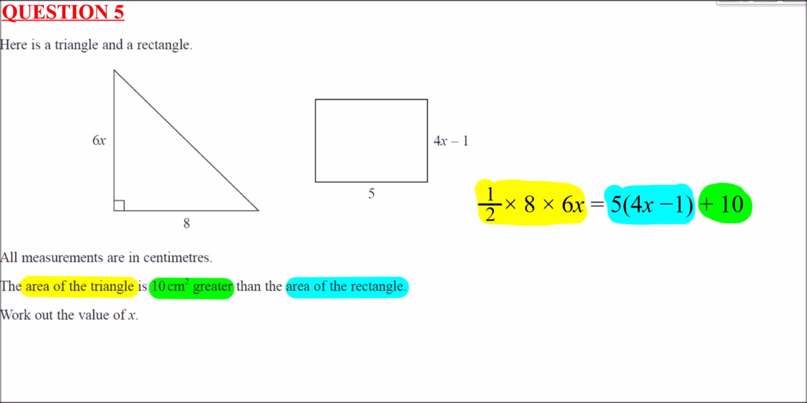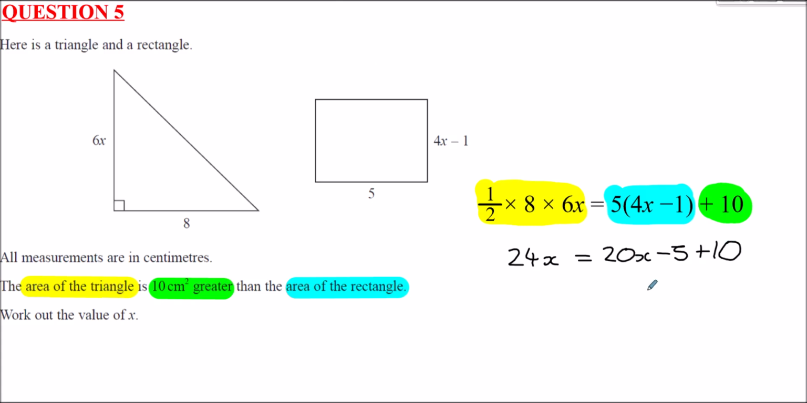So now all we need to do is to simplify and solve. Half times 8 is 4, half of 8 is 4, 4 times 6x is 24x. Expand these brackets, 5 times 4x is 20x, 5 times minus 1 is minus 5, and of course a plus 10.